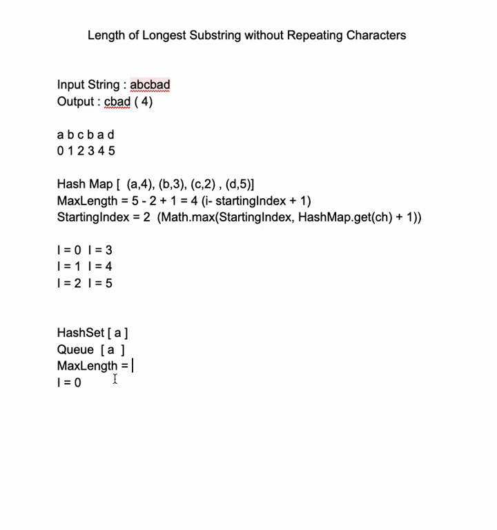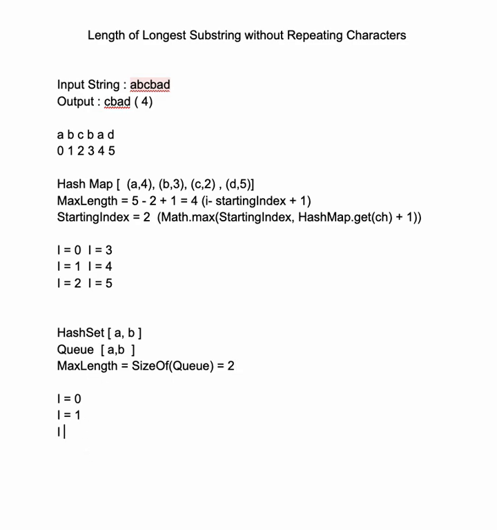Now we need one more variable, max length. For every I, we denote the max length as the size of the queue, which is 1 at I equal to 0. Now at I equal to 1, B is not present inside the hash set, so we'll add it to the hash set. It is not present inside the queue, so we'll add it to the queue. So max length is 2 over here. And what does this denote? The longest substring ending at B is nothing but the characters in the queue, which is AB.